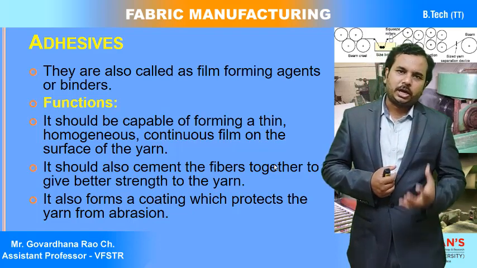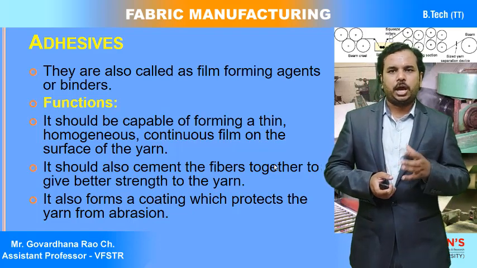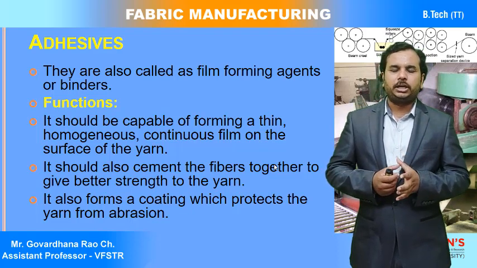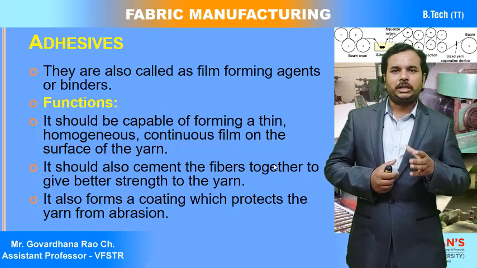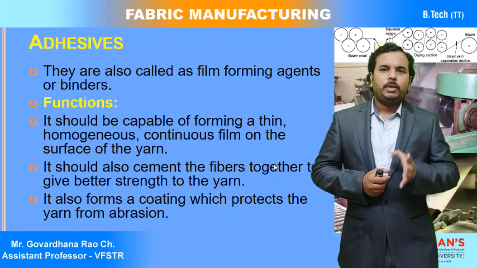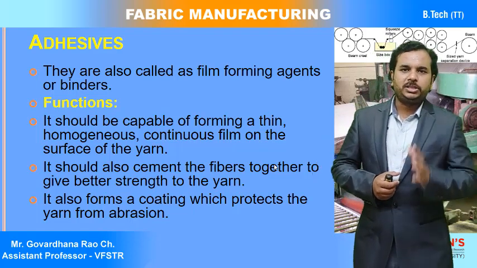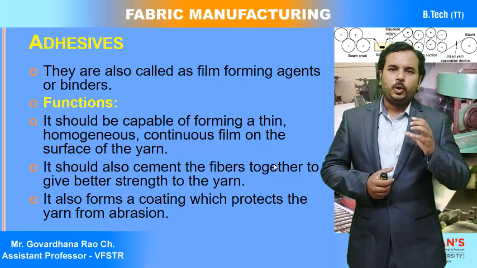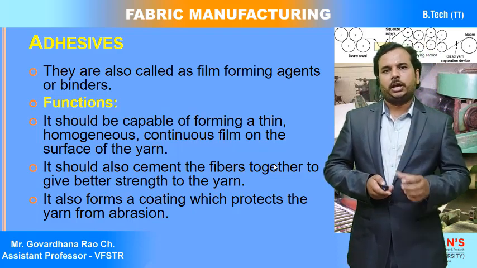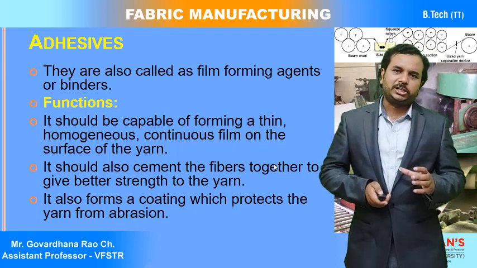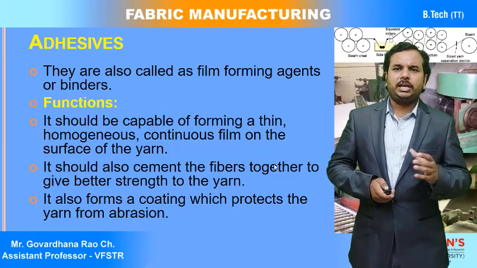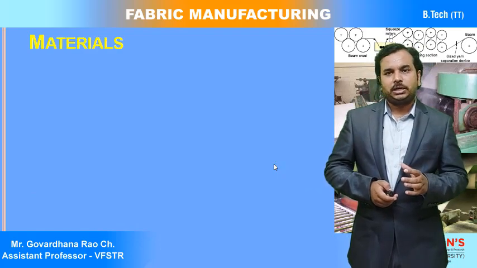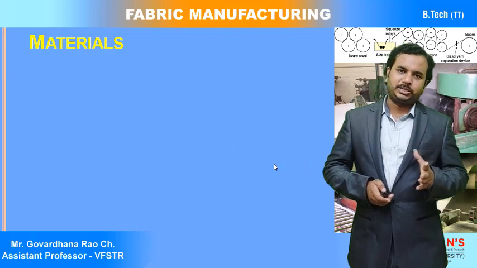So when the abrasion is happening, yarn to yarn or yarn to metal abrasion in the weaving process or in the next processes, the yarn is going to withstand it because of this protective film or protective coating on the surface of the yarn. Okay, so these are the functions, and let us see what the materials called adhesives are.